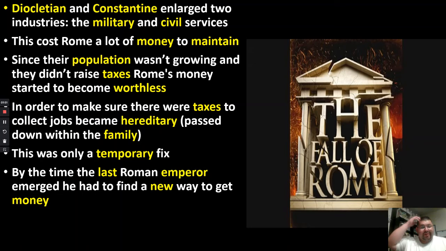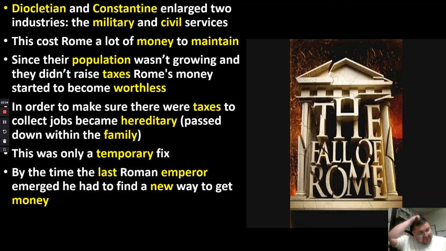But the problem is too, the population of Rome wasn't growing anymore. Before it was just booming and there were a lot of people. Now the population is stagnant. It's staying the same, and sometimes it even went down. So no people, no tax money coming in. So they said, okay, before our money becomes worthless, we've got to find a way to get taxes from people.